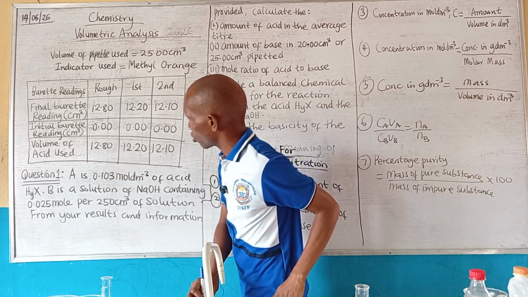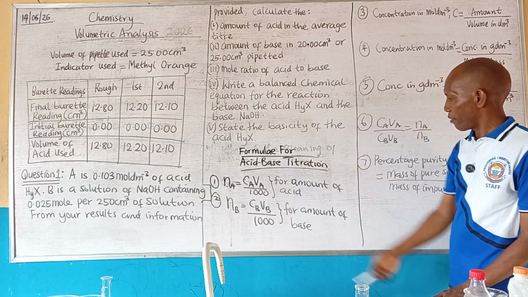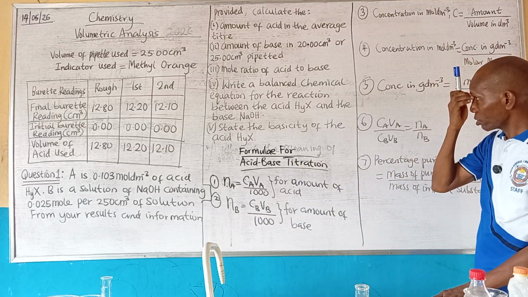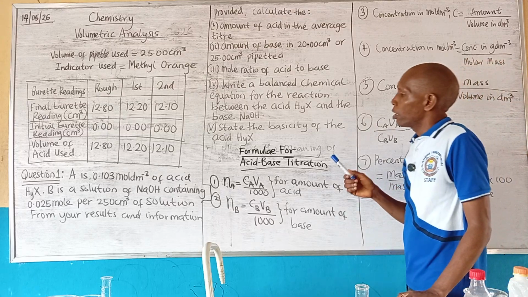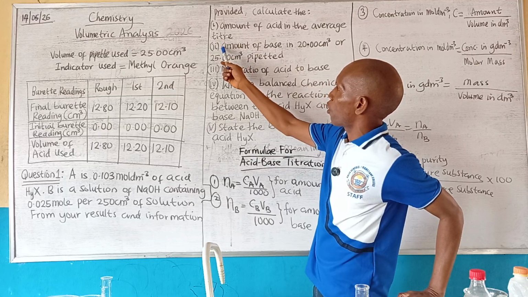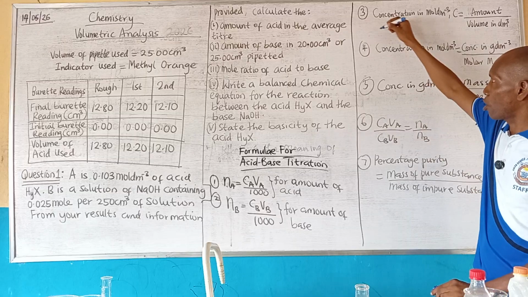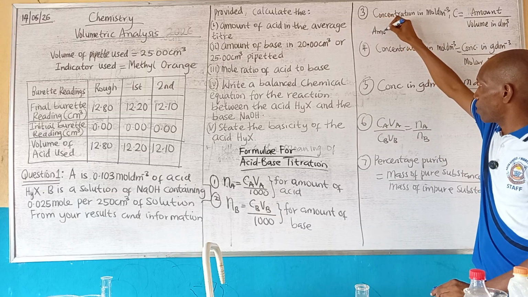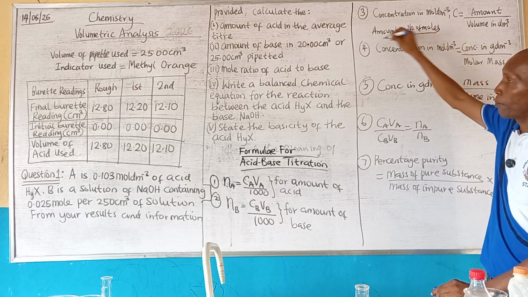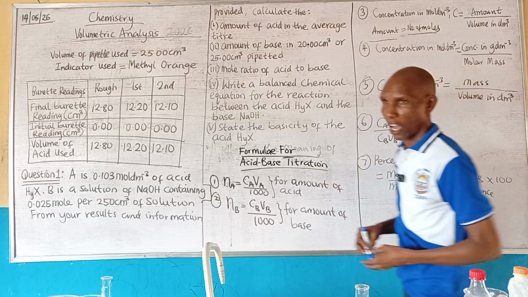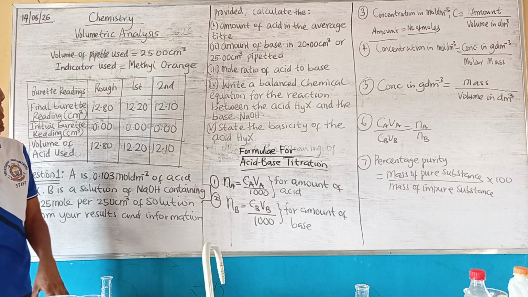Now, in this type of question, you can see a list of formulas here, number 1 to number 7. These are the main formulas that you need for titration. Whenever you are told to look for the amount of a substance, amount is the same thing as number of moles. If you have to look for the number of moles of acid, you have to look for the amount of acid; it means the same thing.